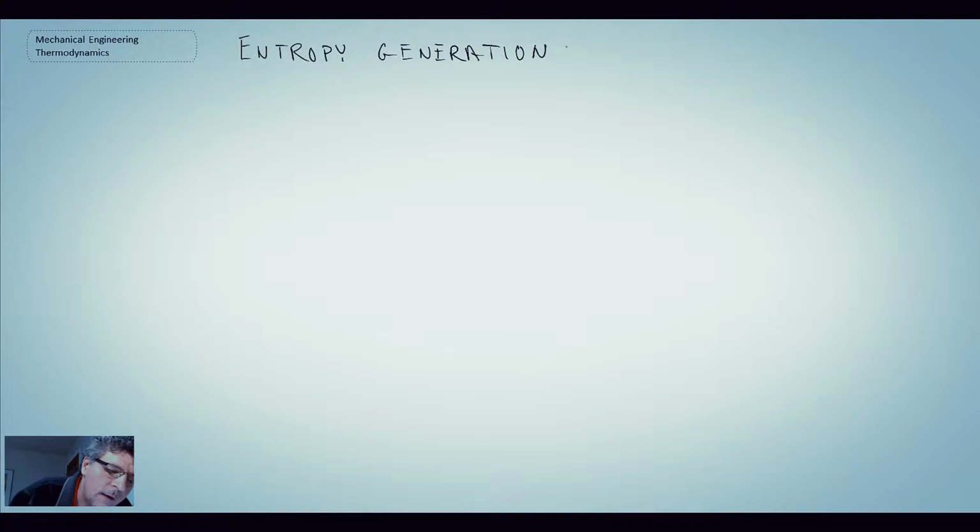So with our problem, we were able to find the exit temperature of our mixture, and now what we want to do is evaluate entropy generation through this process. So I'll begin by writing out the equation for a steady flow process with multiple inputs or exits.